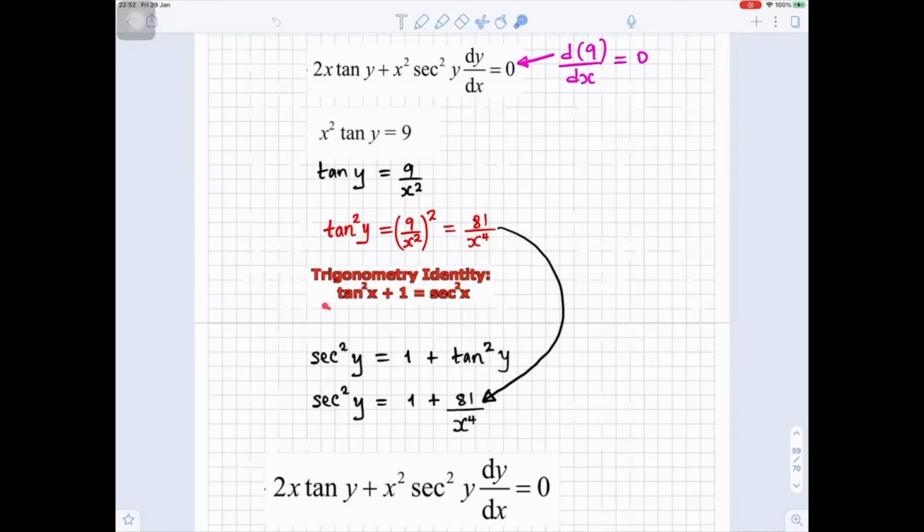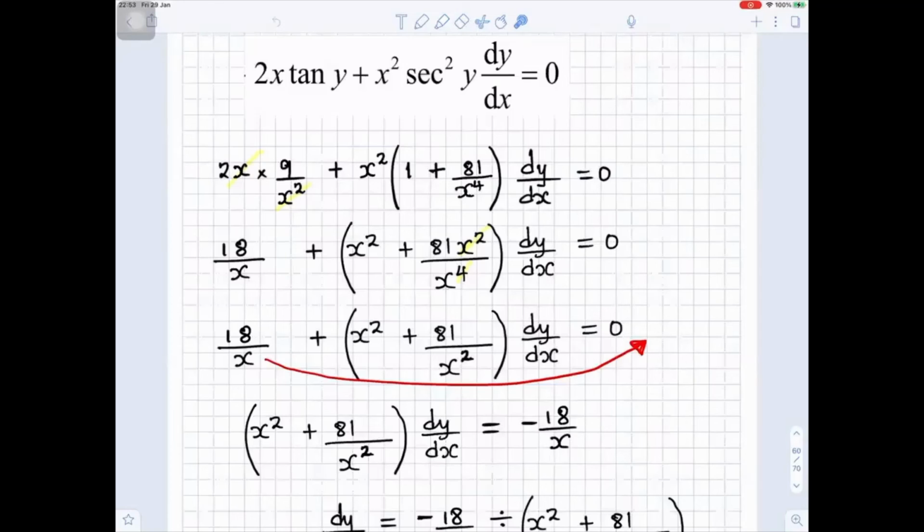And we're going to use this trigonometric identity. Tan squared x plus 1 is equal to sec squared x. So we can say sec squared y is equal to 1 plus tan squared y. All we have done is change the x to a y. Now sec squared y is equal to 1 plus tan squared y, but instead of tan squared, we replace tan squared with 81 over x4, because we found out that tan squared is 81 over x4.